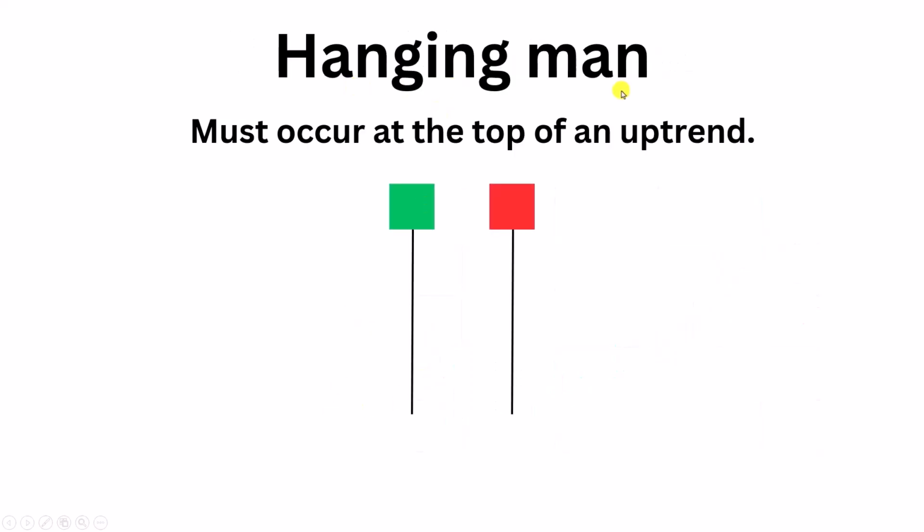Next is hanging man. Hanging man has the exact qualities of a hammer. Okay, so I won't repeat once again. But the hanging man appears at the top of an uptrend. Okay, at the top of an uptrend. And it also signifies reversal. Alright, let us look at an example.